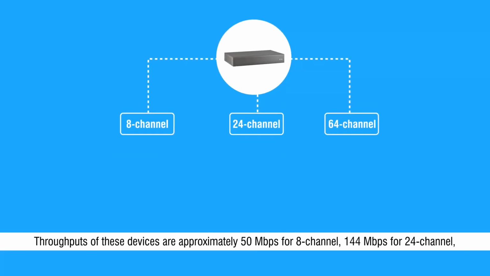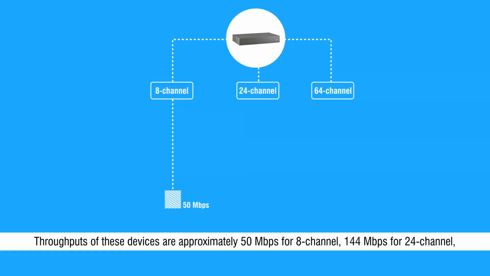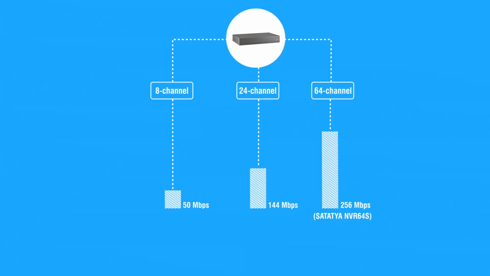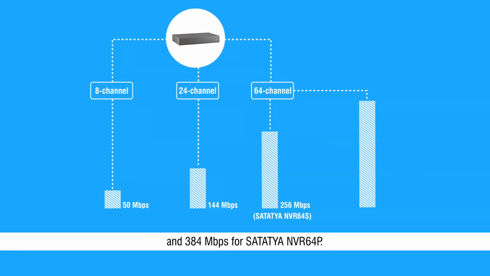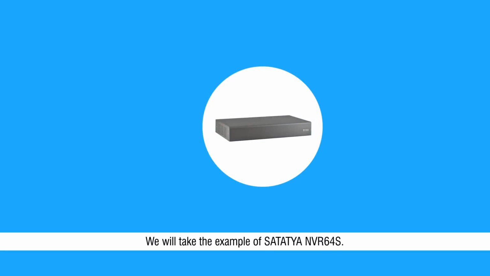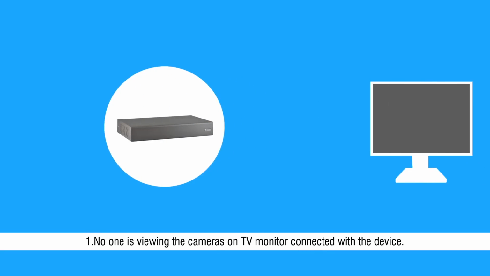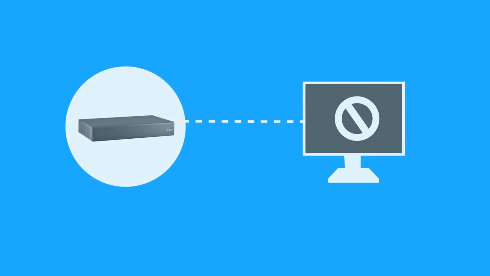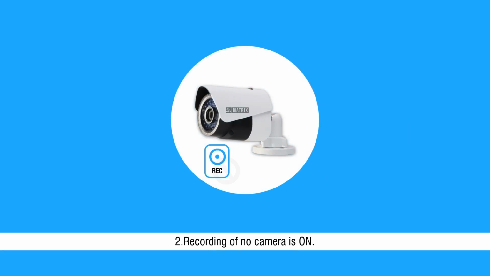Throughputs of these devices are approximately 50 Mbps for 8 channel, 144 Mbps for 24 channel, 256 Mbps for Satatya Nvr64S, and 384 Mbps for Satatya Nvr64P. We will take the example of Satatya Nvr64S. Also, we will presume two conditions. First, no one is viewing the cameras on TV monitor connected with the device. Second, recording of no camera is on.